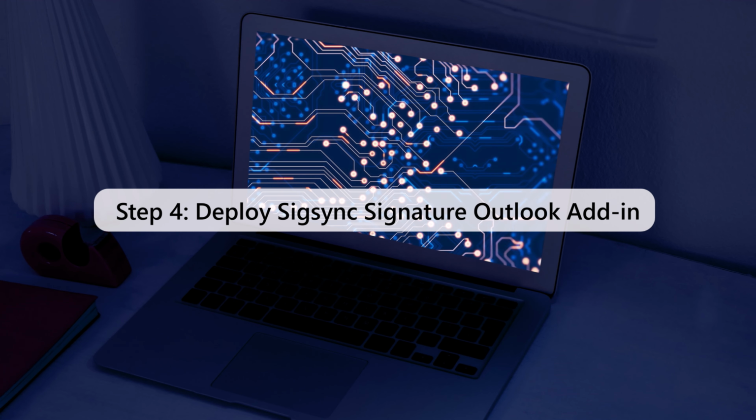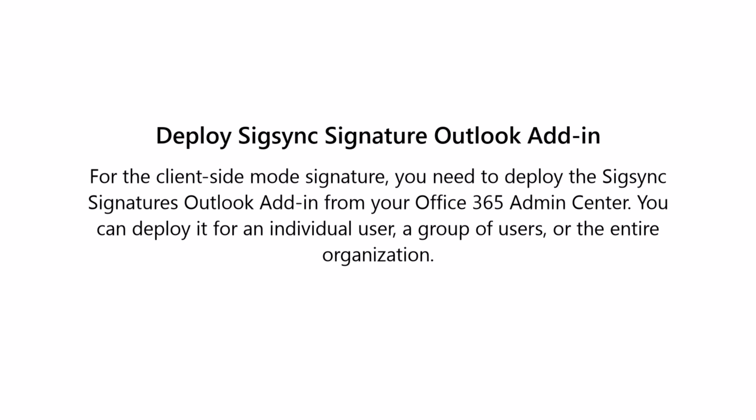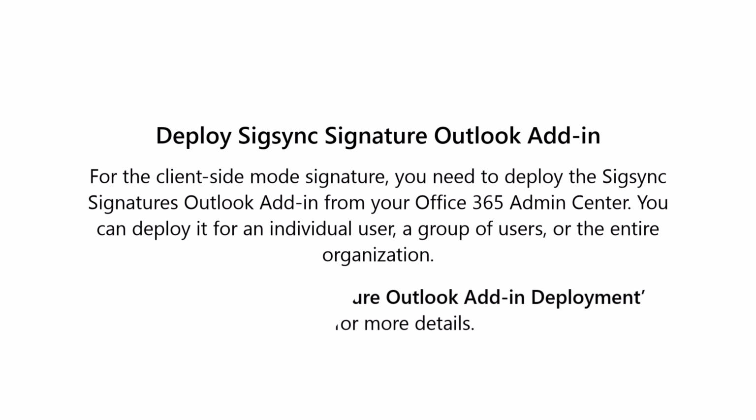In the fourth step, let's see how to deploy Sigsync Signature Outlook add-in. For the client-side mode signature, you need to deploy the Sigsync Signatures Outlook add-in from your Office 365 Admin Center. You can deploy it for an individual user, a group of users, or the entire organization. Refer to the Sigsync Signature Outlook add-in deployment video for more details.